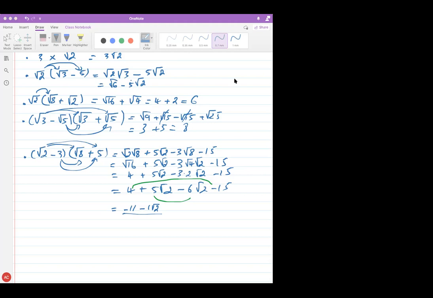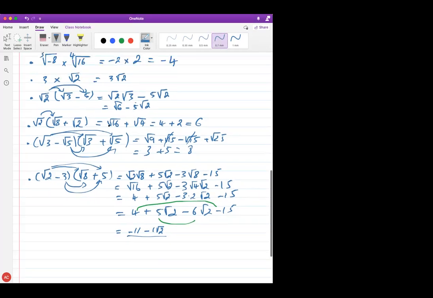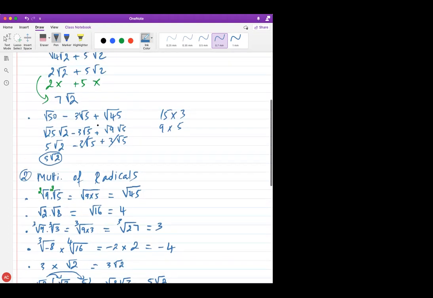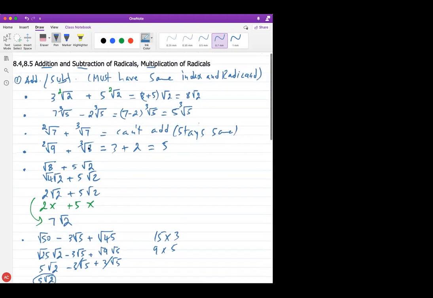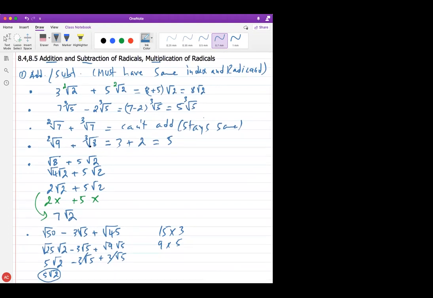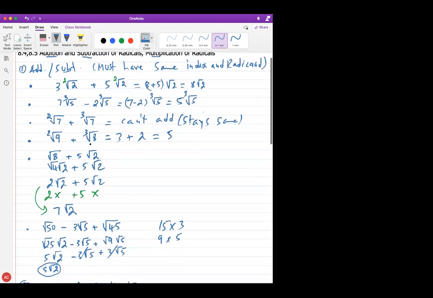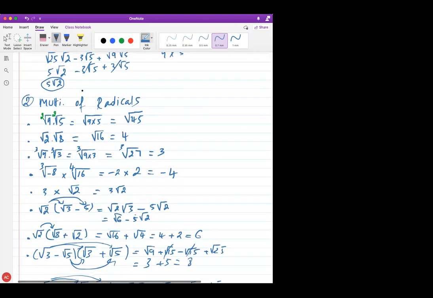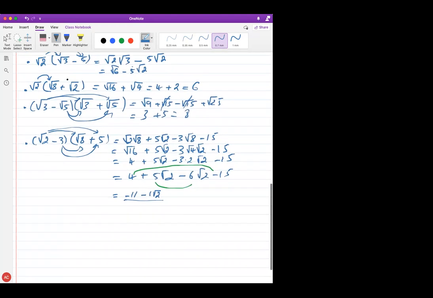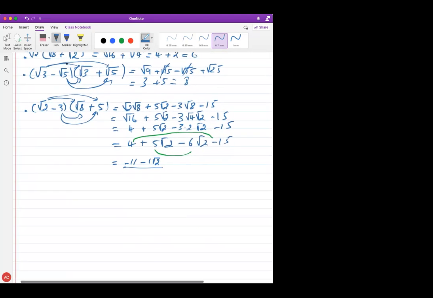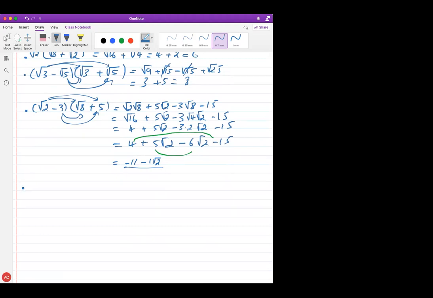Okay, so again, this is related to what we started last time when we introduced radicals. We spoke in detail about the indexes and simplifying and like terms and everything. Let's see, another example here.